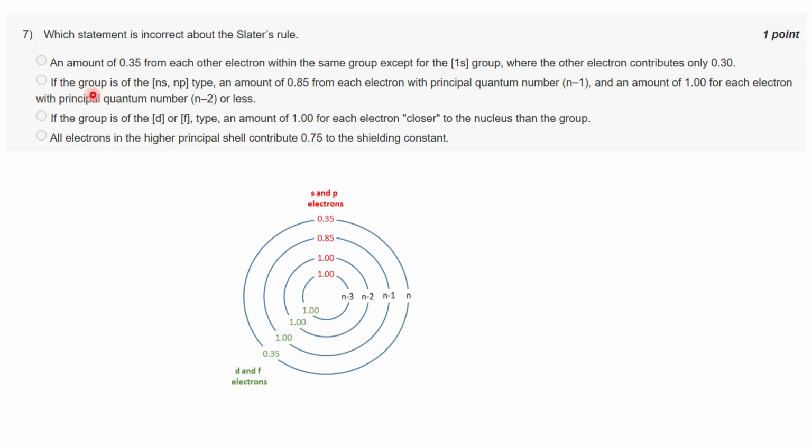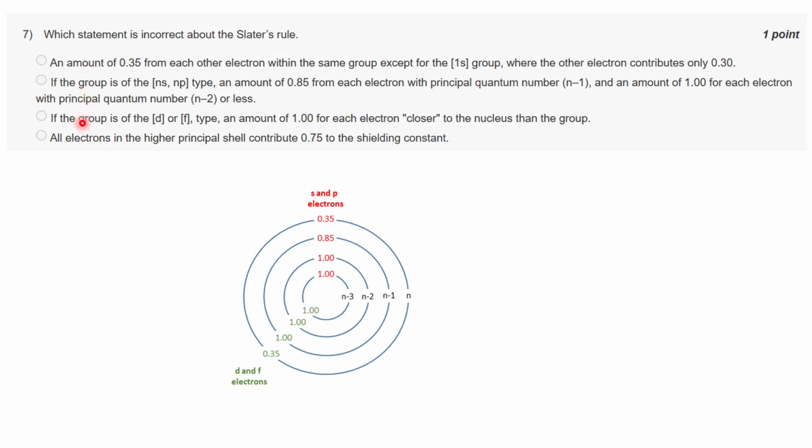If the group is of the ns, np type, an amount of 0.85 from each electron with principal quantum number n minus 1, and an amount of 1 for each electron with principal quantum number n minus 2 or less. As I already discussed, whenever it is n minus 1 or n minus 2, n minus 3, the contribution changes. If it is s and p electrons, then n minus 1 will be contributing 0.85 per electron, and n minus 2, n minus 3 and other inner shells will be giving 1 per electron. So this is also true.